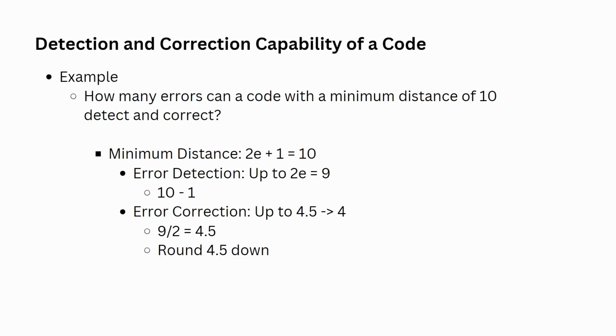Next, we have the error correction, which is up to 4.5. In order to get this, we will need to divide the error detection by half, which means in this case, it is 9 divided by 2, which is 4.5. We will then need to round that down, which means we get 4.